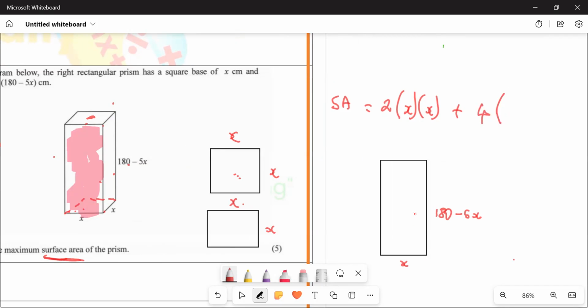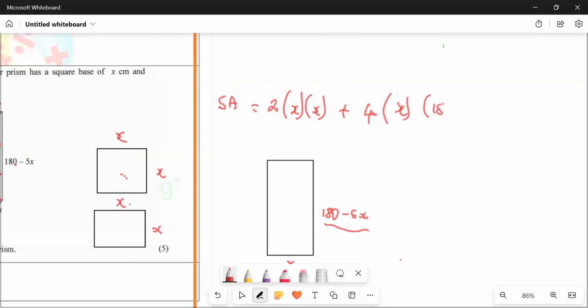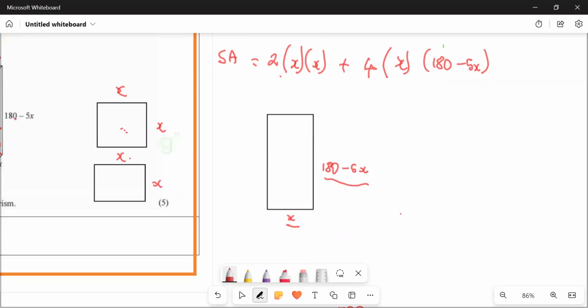4 multiplied by. How do you get the area of this rectangular shape here? It's x again, multiplied by 180 minus 5x. Like this. Okay, if you continue with this, then you can simplify. If you simplify, I'm going to say this one multiplied by this one multiplied by this one. What do you get if you multiply those things? It's 2x squared. And then if you say this one multiplied by this one, what do you get? You get 4x, which is going to be 180 minus 5x.